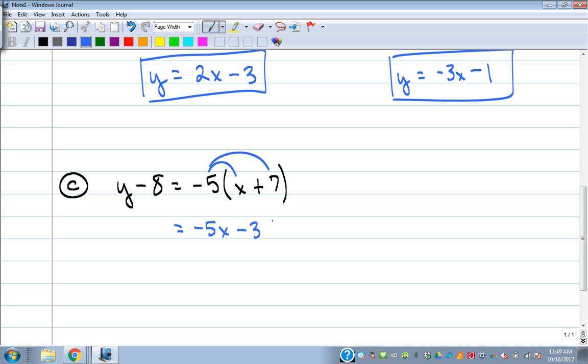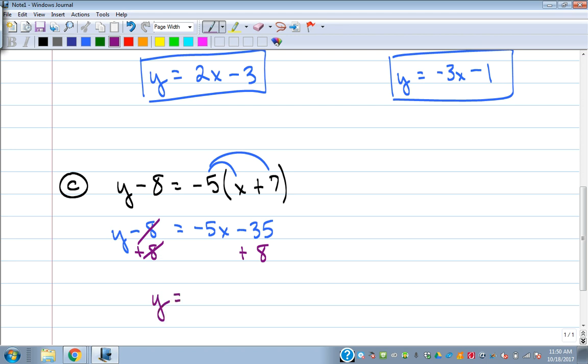-5x minus 35. And then the y minus 8 hadn't changed. We hadn't done anything to that side yet. Now what? Plus 8 on that side. We plus 8 to what on the other side? Yeah, the -35. Like terms. Got to put them together.